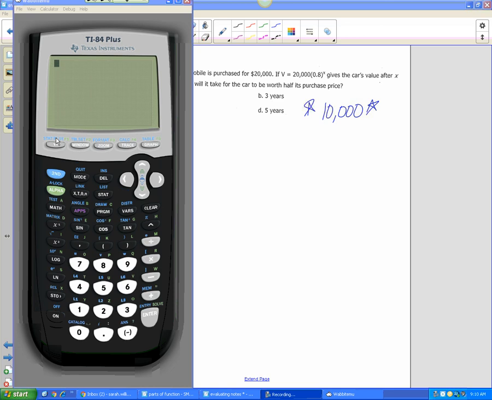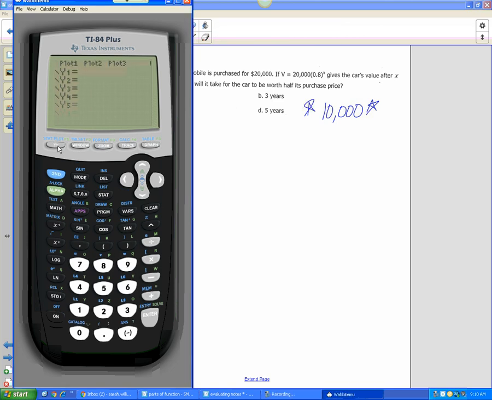Okay. All right, so I'm going to hit the y equals button, and I'm going to type in 20,000. They've already told us what we're typing in right here, 20,000. And then I'm going to do parentheses, 0.8, and I have to do caret key X. So when you're in the y equals, you do put in an X. You don't do that on the main screen, but on the y equals screen, you do put in an X. Okay? Now we're going to hit second graph.